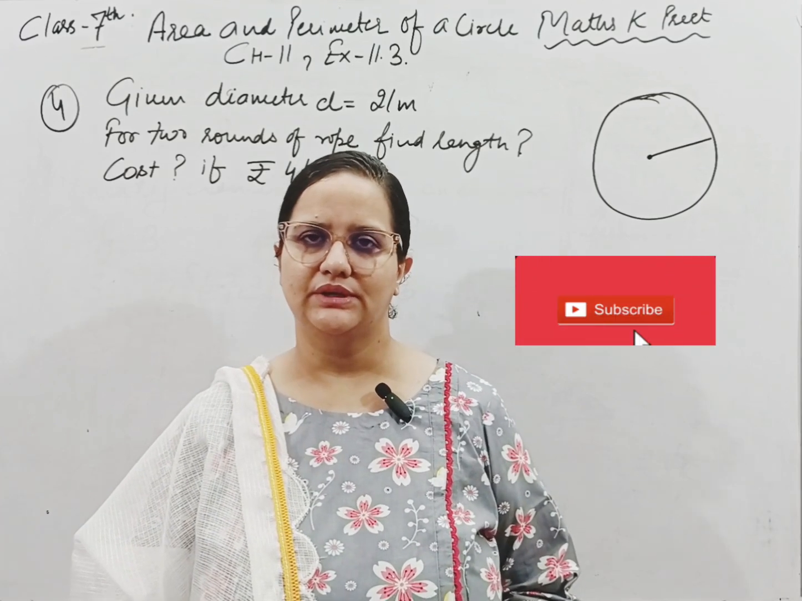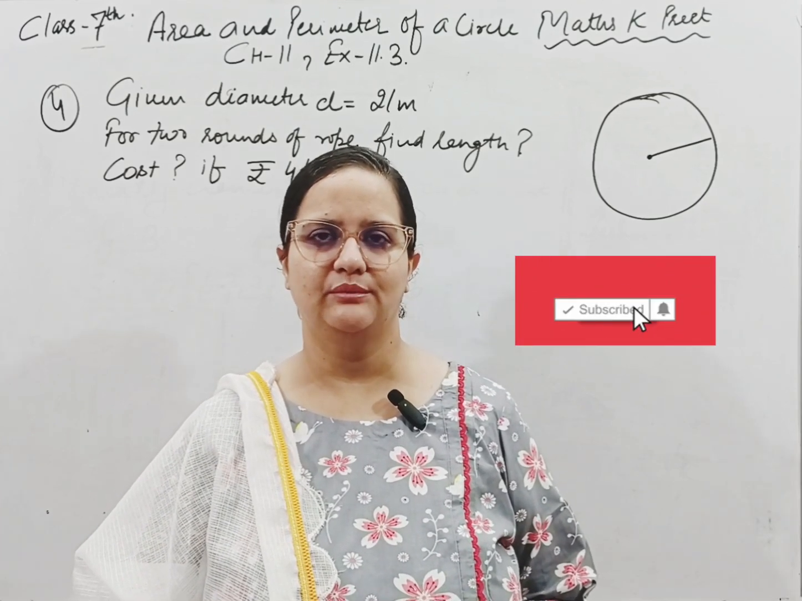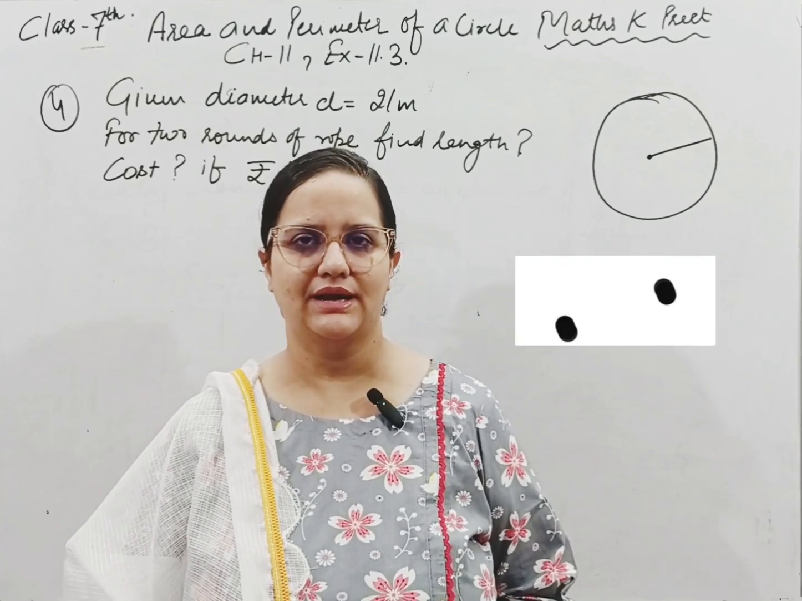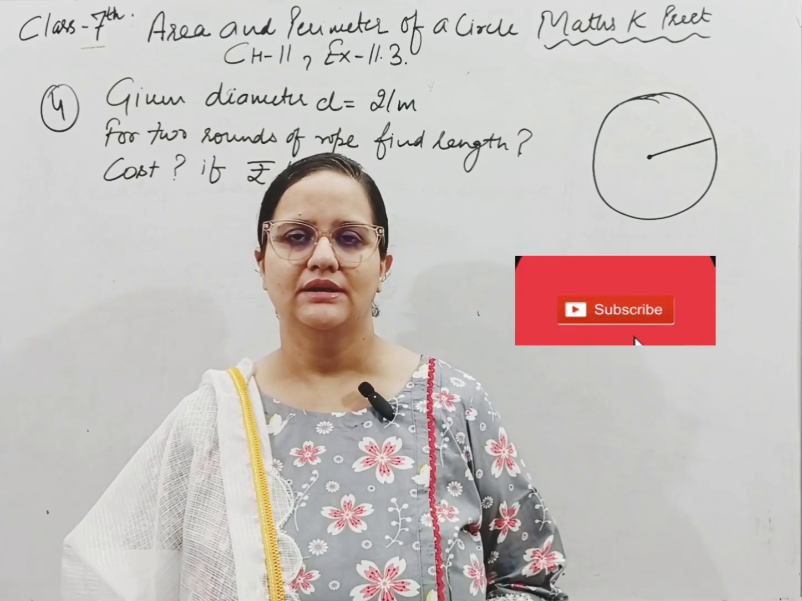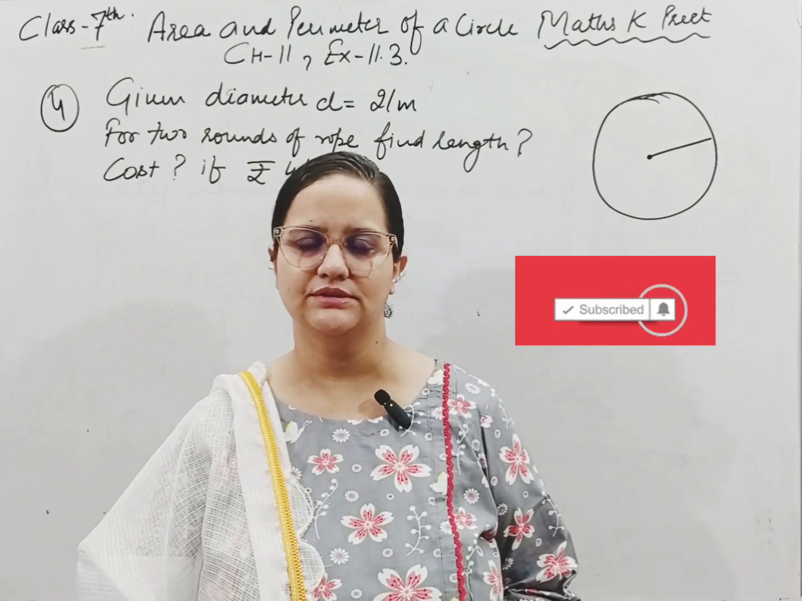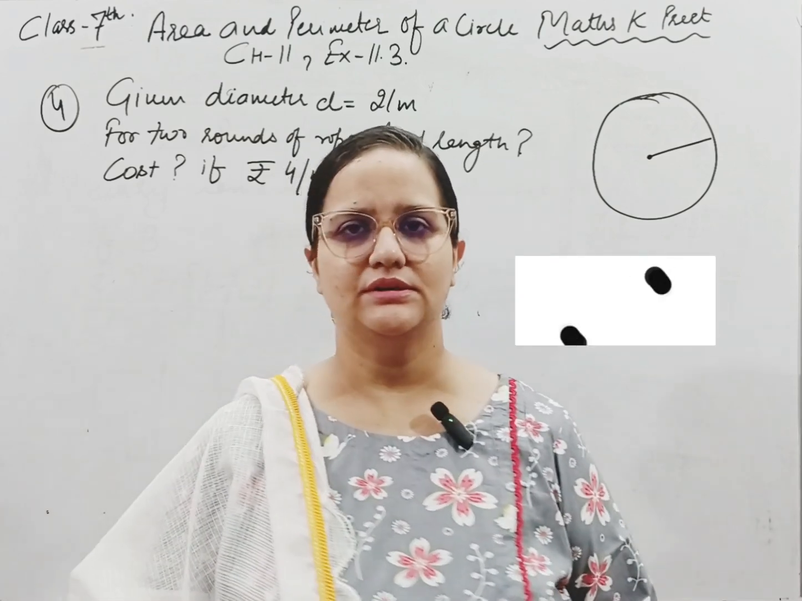We were doing chapter number 11 of grade 7. Chapter name is area and perimeter. We have seen the formulas related to the area and perimeter of a circle and semicircle. Today we will see next questions from exercise 11.3. We have done first 3 questions from this exercise. Let's see question number 4.